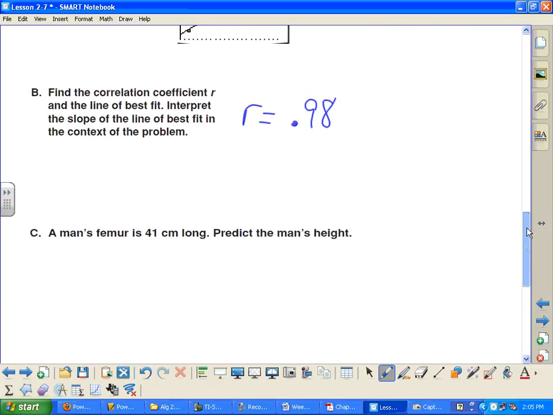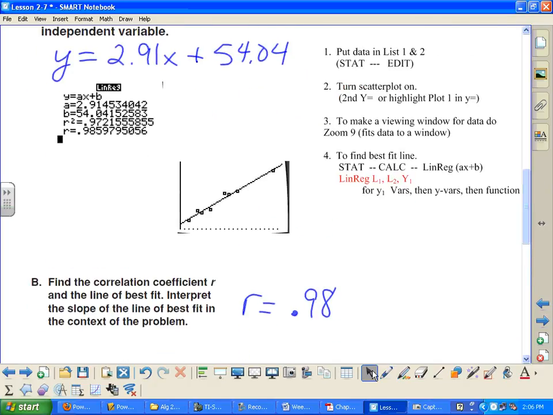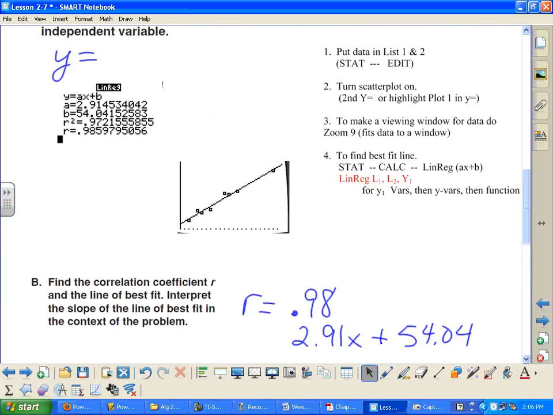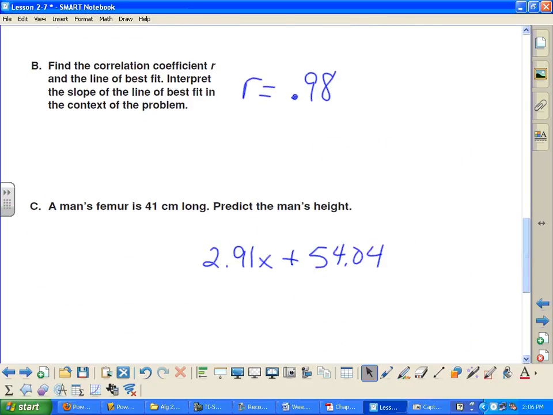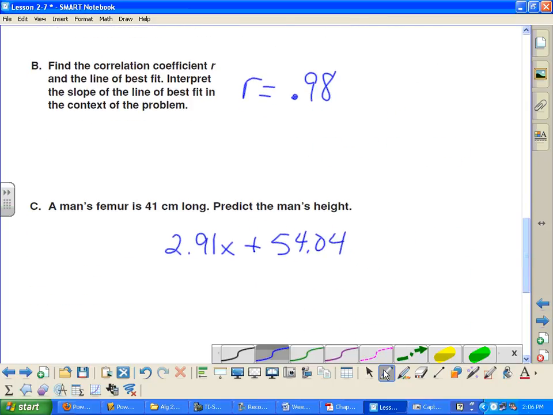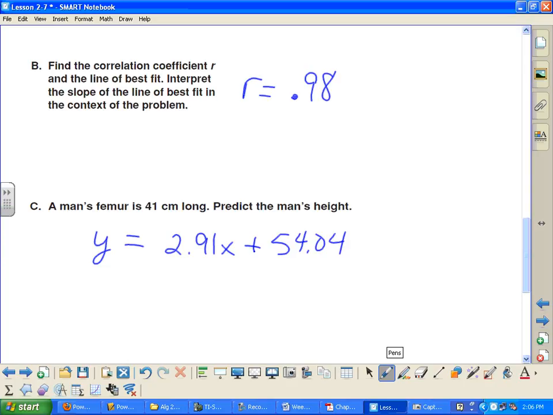So all right, here we have this other question. Let me bring this down. So it says a man's femur is 41 centimeters long. Predict his height. Okay. So there's 2 places to do that. Where am I going to find the most accurate answer? Is this going to be the most accurate answer if I put 41 in here for x? No, the most accurate answer is going to be where? On your calculator, yep, on the table.